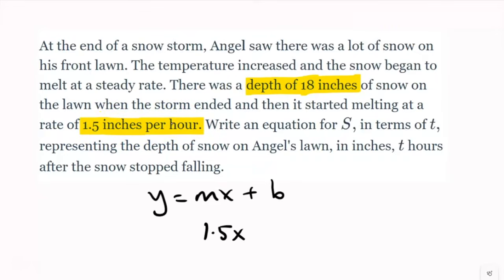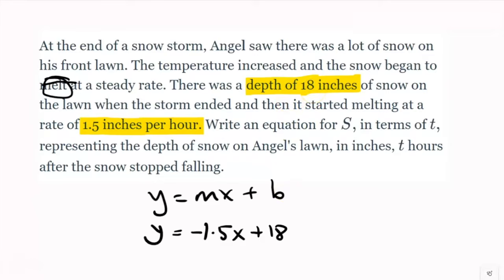Now, the thing about the m is you have to check to see, is it making the amount go up, or is it making it go down? Sorry, it's not temperature, it's snow. The amount of snow on the ground, is it making it go up, or is it making it go down? In this case, because of this word melts, it's making it go down, which means it must be negative.